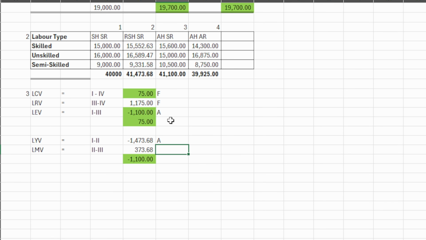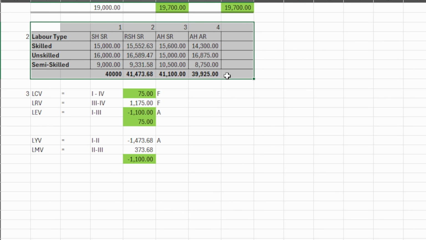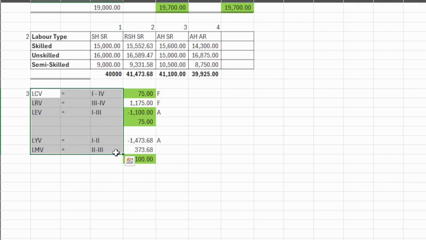When you are doing this in the examination, you cannot write this table and expect to get full marks. Instead, you have to prepare this table, remember the formula, and after that, expand the formula. What is 1 minus 4? 1 is SHSR, so SHSR minus AHAR. That means standard cost minus actual cost.